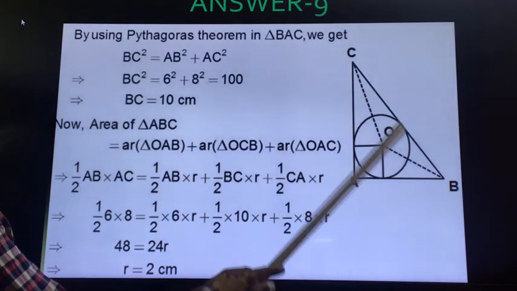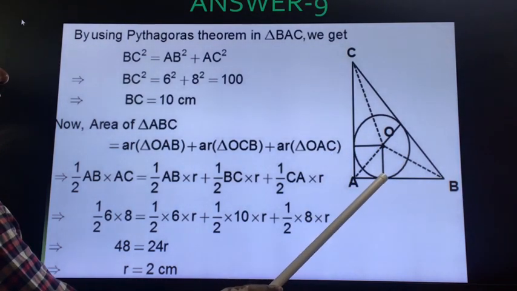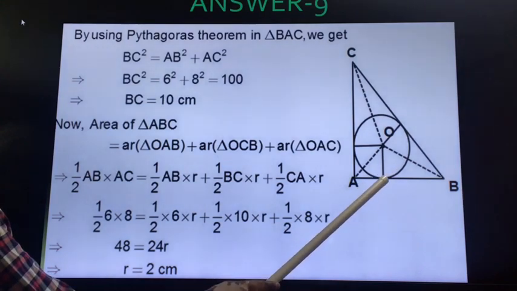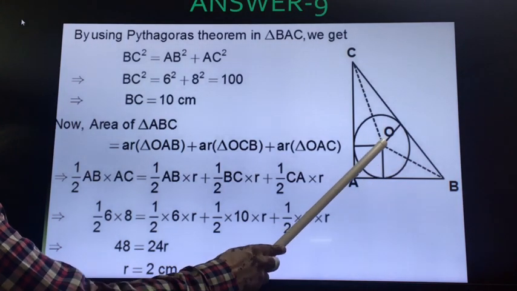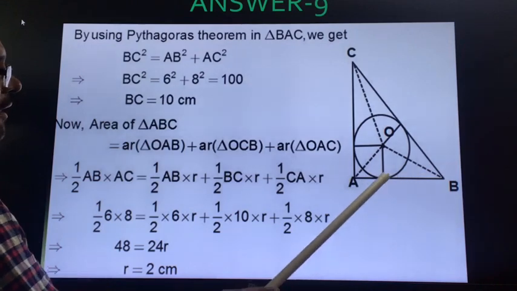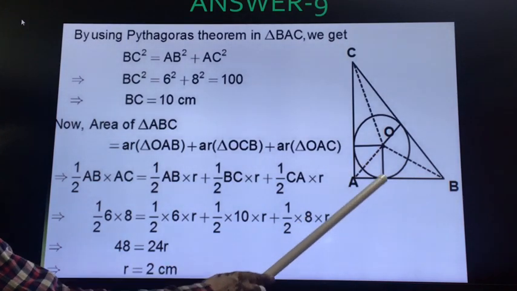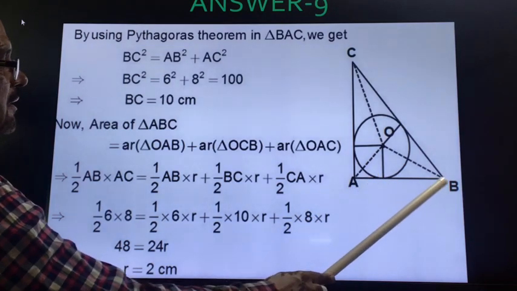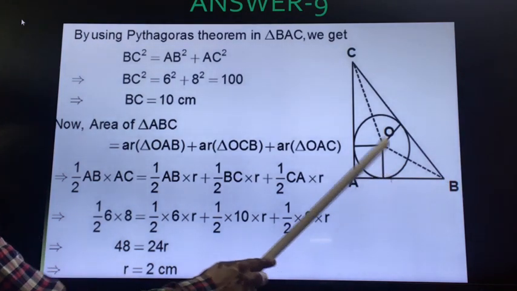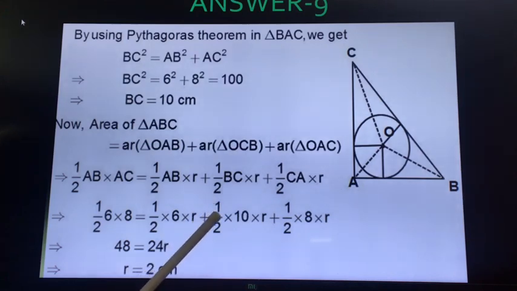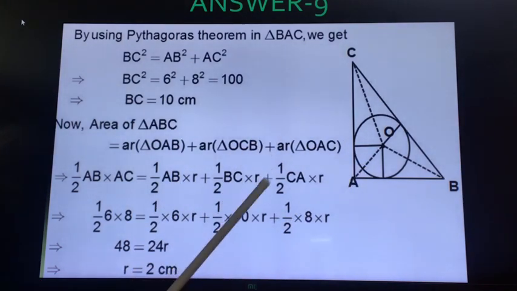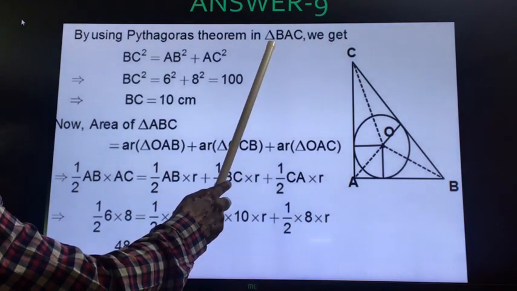Why? Because the circle is touching at each point, and this we have learnt in the 9th class, that the radius and the tangent at the point of contact will make the angle 90 degree. So we will get many right triangles, and in these we will apply Pythagoras theorem. So first of all, we are taking triangle BAC.